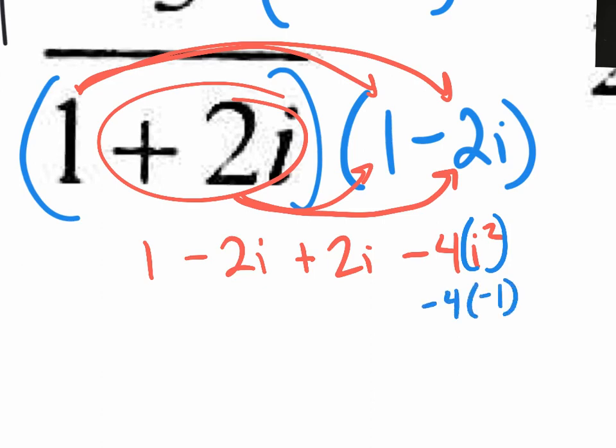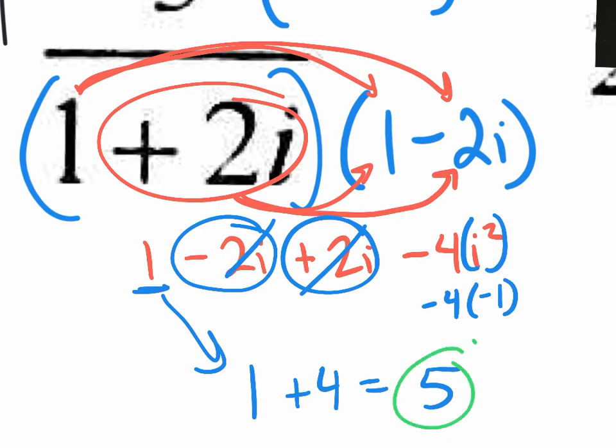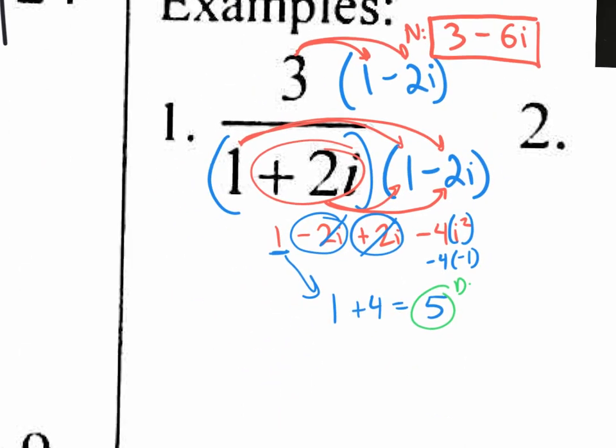Perfect. Now we should know that i squared really becomes a negative 1 with the negative 4 in front of it. And we should know that the middle terms will eliminate. And this 1 out here is going to come down. So you have a 1 plus 4, and 1 plus 4 is 5. Now, ladies and gentlemen, this is the denominator. All right? So let's write our answer with the appropriate numerator and the appropriate denominator.